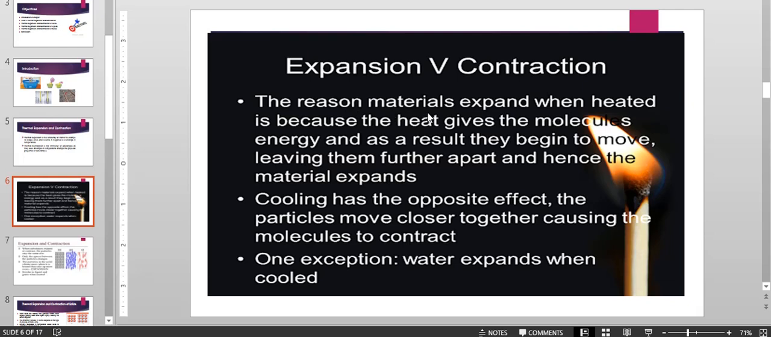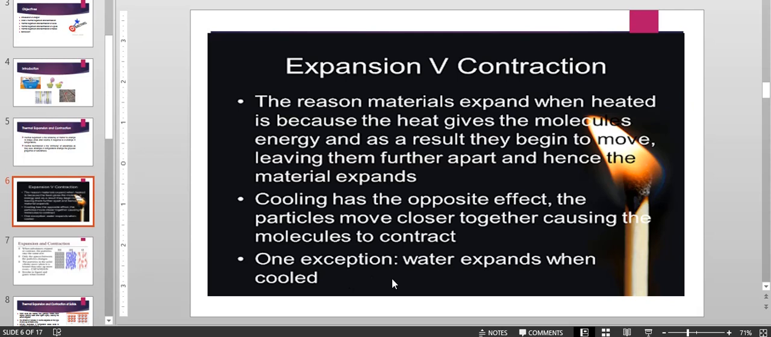So the reason materials expand when heated is because the heat gives the molecules energy, and as a result they begin to move, leaving them further apart, and hence the material expands. Whereas in cooling, the cooling has the opposite effect. The particles move closer together, causing the molecules to contract.